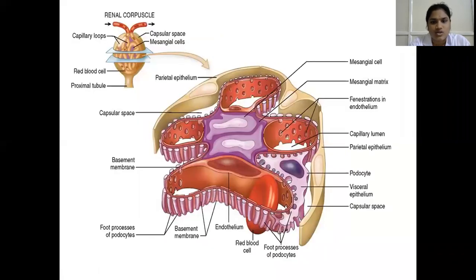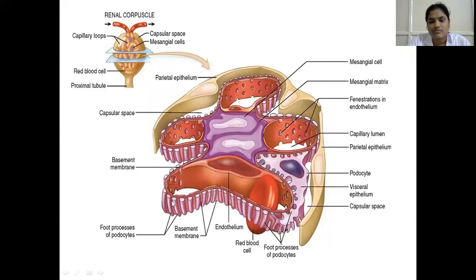Then this is a cross section of the glomerulus. It is the same, but here we are able to see the mesangial cells, the mesangial matrix, and the fenestrations of the endothelium and the capillary lumen, podocytes, and the visceral epithelium, and capsular spaces. This is the endothelium, the basement membrane, and the foot processes of the podocytes.